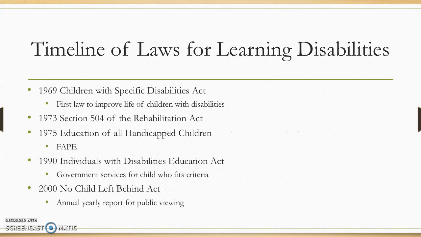A timeline for the laws of learning disabilities. In 1969, the Children with Specific Disabilities Act was passed. In 1973, Section 504 of the Rehabilitation Act was passed. In 1975, the Education of All Handicapped Children Act, FAPE. In 1990, the Individuals with Disabilities Education Act. In 2000, the No Child Left Behind Act.